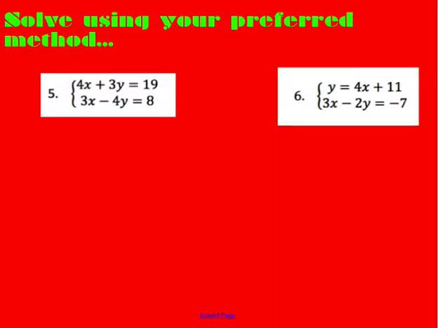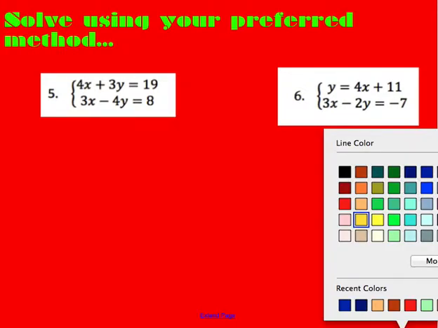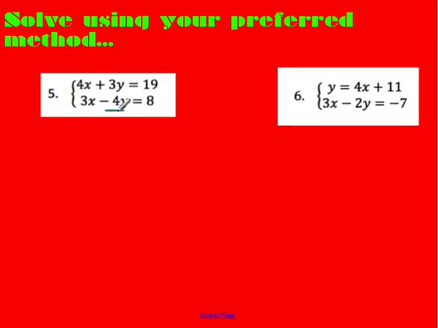Okay, let's take a look at these couple on the back here. We're just going to get through as many as we can. So taking a look at number 5, I see that it's in standard form and that my y's have opposite signs, but they don't have the same coefficient. So I'm asking myself, what can I multiply 3 and 4 to that'll be the same number? And the smallest number is 12.